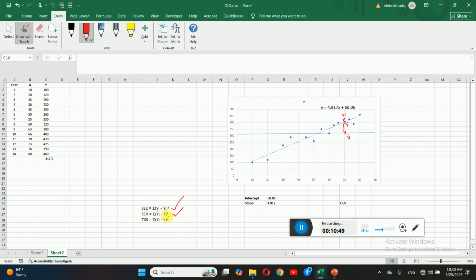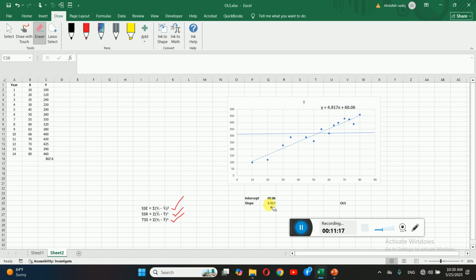We call it sum of square regression, dear students. And the total area, from this point up to this point, I'm just drawing a line from this point up to this point, the total area we have, we call it total sum of square. Okay, how you can derive these values using Excel, just look here, students.